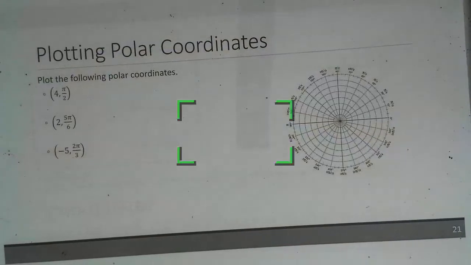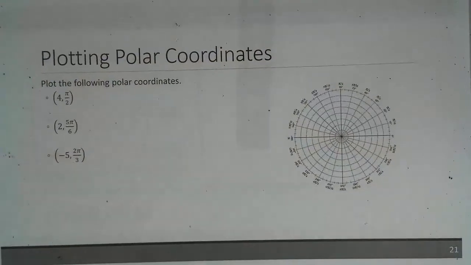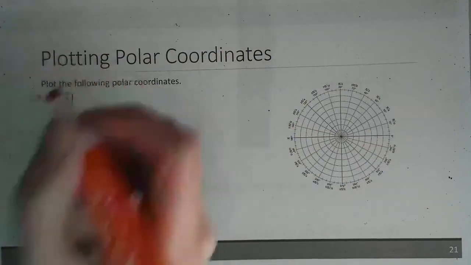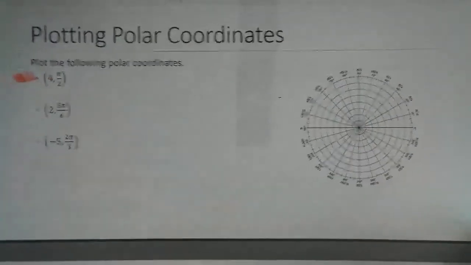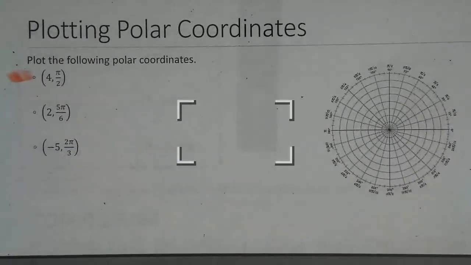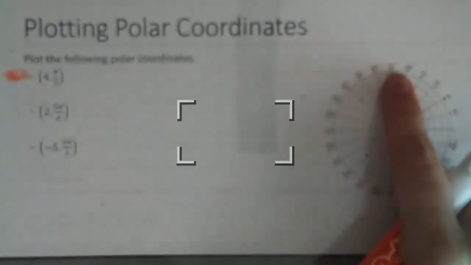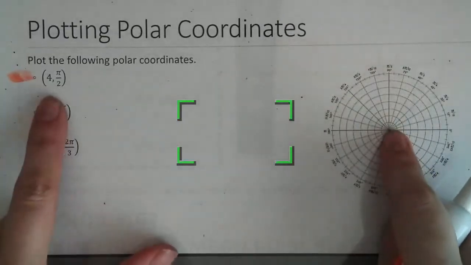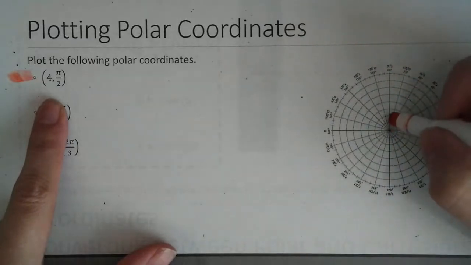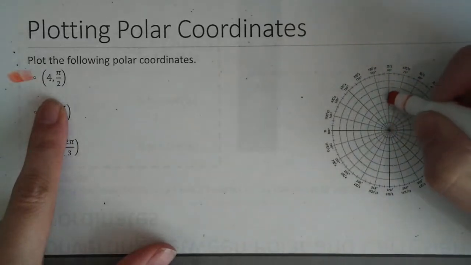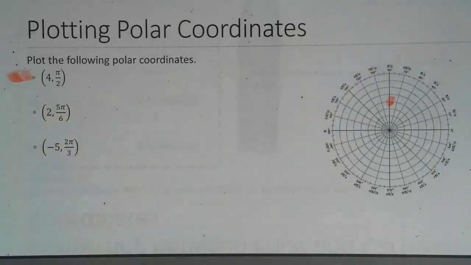So we're going to start by plotting in polar coordinates. First up, we have 4, pi over 2. It's going to help if we find our angle first and then go from there. So pi over 2, that's 90 degrees. We want to go 4 units from the origin. So that's going out 4 circles: 1, 2, 3, 4. That's where that point lies.